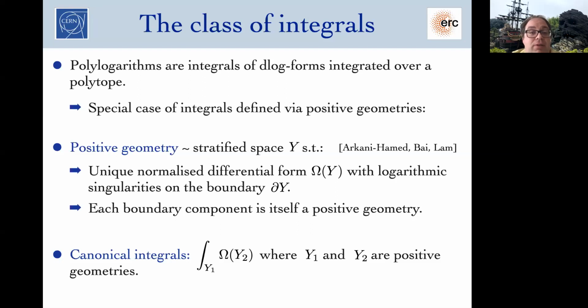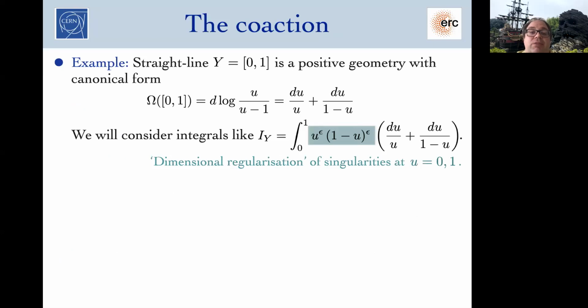Okay, let's take an example. What is the simplest positive geometry you can imagine? Well, the simplest would be the point. Let's take the simplest non-trivial one, say a line segment, the line segment from 0 to 1. If this is a positive geometry, I would need the differential form with logarithmic singularities on the boundaries of this segment. The boundaries are the points 0 and 1. And here's the differential form that has singularities on the boundaries at 0 and at 1.